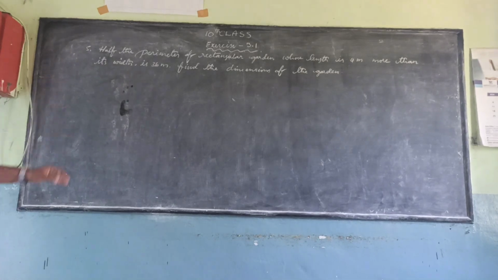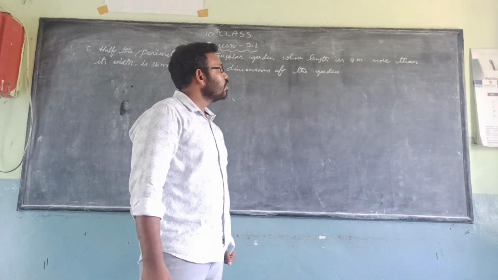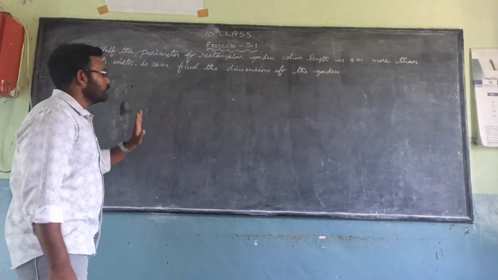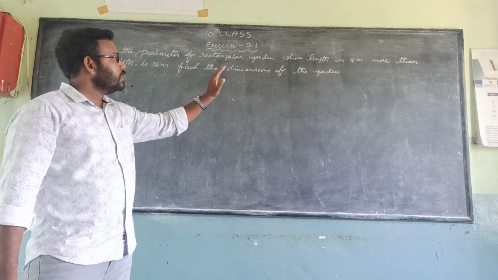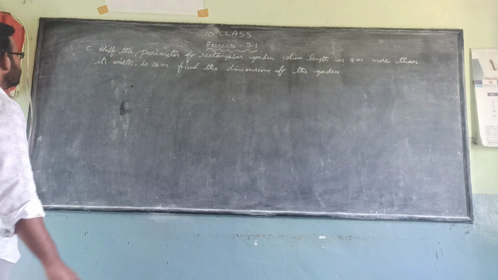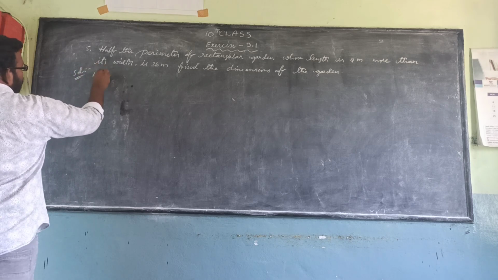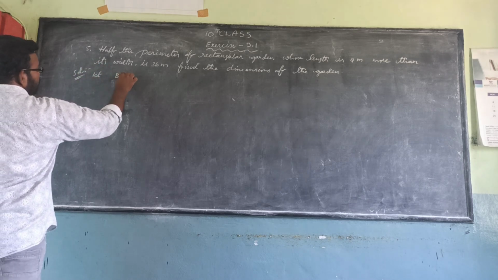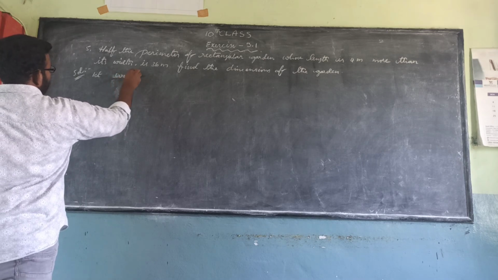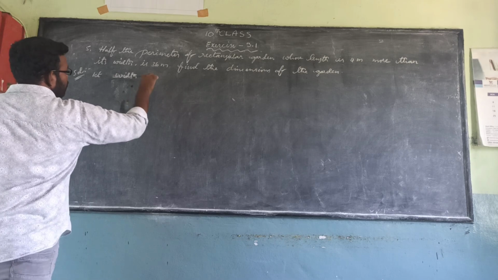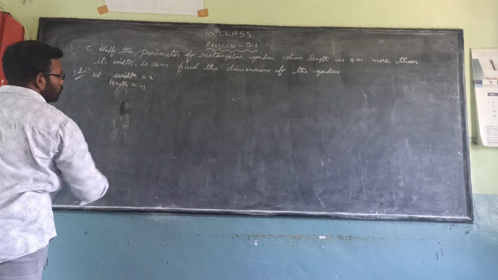Exercise 3.1, fifth question. The perimeter of a rectangular garden whose length is 4 meters more than its width is 36 meters. Find the dimensions of the garden. So now let breadth, let width is equal to x and length is equal to y.